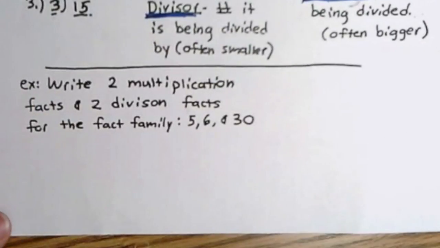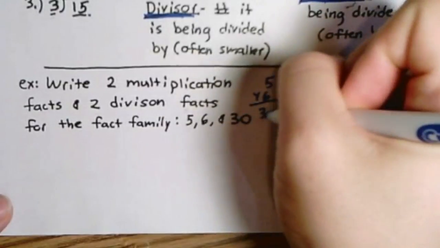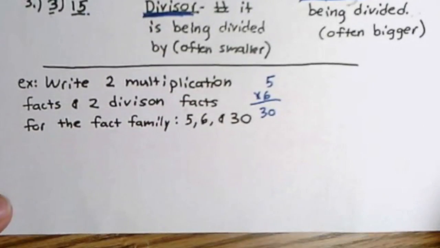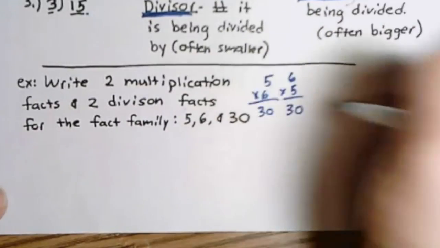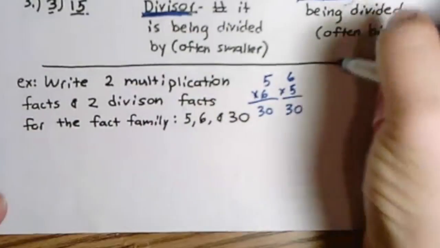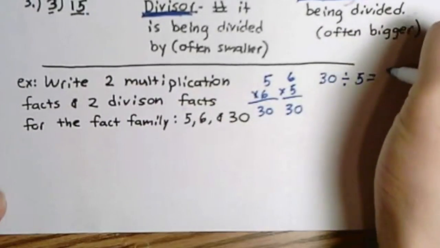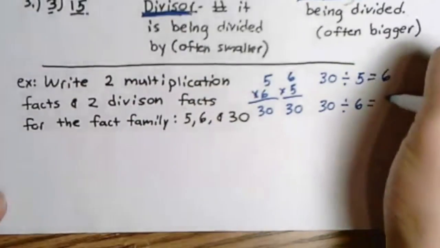Some of the problems you will be given will say things like, write 2 multiplication facts and 2 division facts for the fact family 5, 6, and 30. So 5 times 6 equals 30. There's one multiplication fact. How can I write another multiplication fact? Good, I'm going to switch the order. 6 times 5 is also 30. And now I need to write 2 division facts. So I'm going to say 30 divided by 5 equals 6, and 30 divided by 6 equals 5.